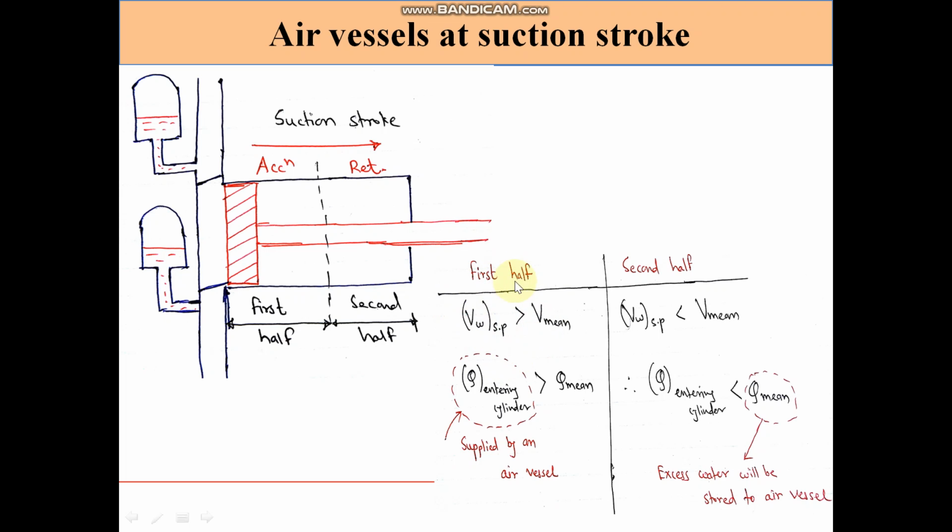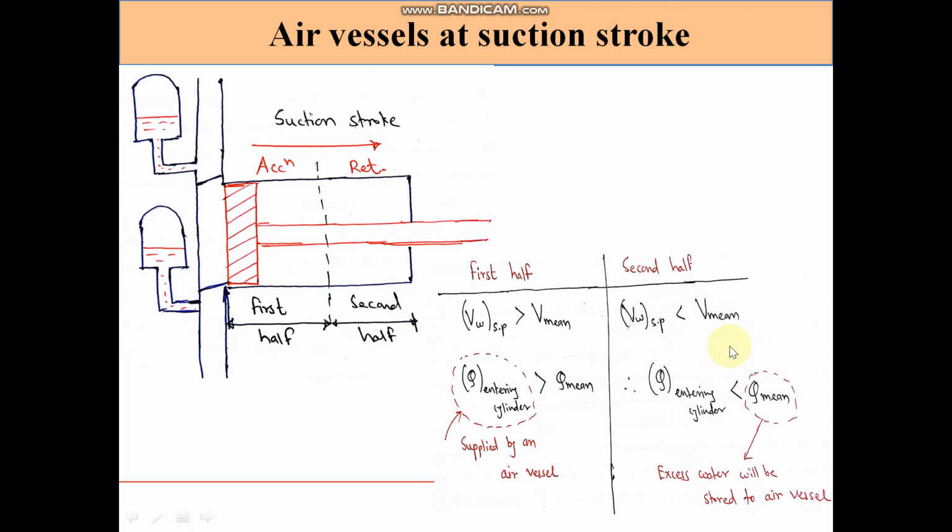In the first half of the suction stroke, the discharge can be supplied from the air vessel into the cylinder, maintaining the mean discharge in the suction pipe. In the second half, when the piston retires, the pressure here is more than in the previous half. So due to the higher pressure of liquid at the entrance of the air vessel, liquid now gets stored inside the air vessel and the discharge in the suction pipe can be maintained.